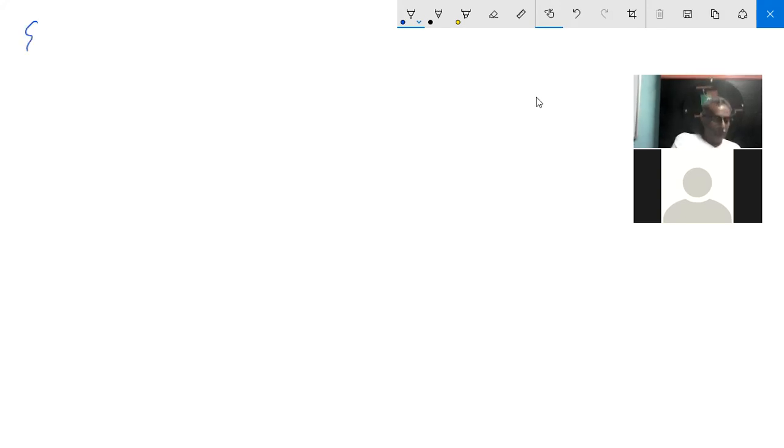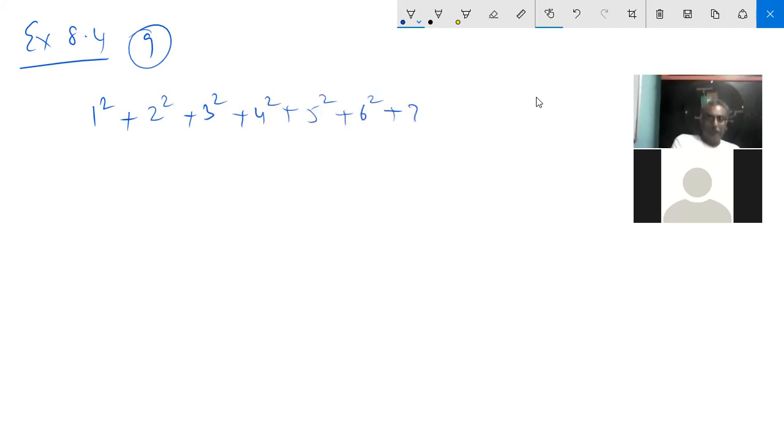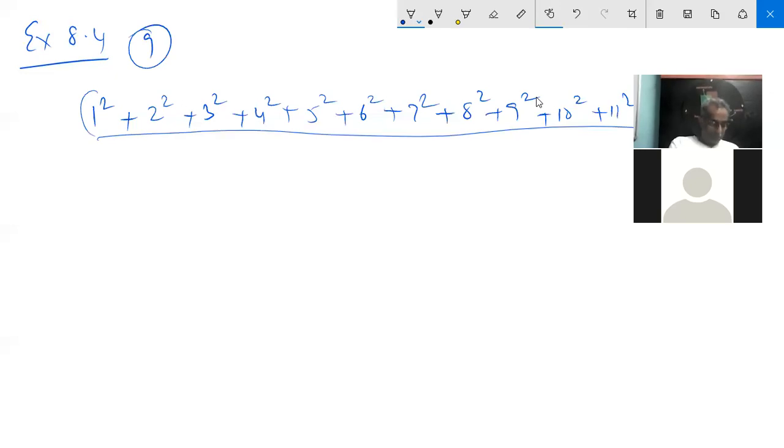Now, Exercise 8.4. I'm going to do 9 sum. Okay. First, the square of the first 11 natural numbers, mean. Square of the first 11 natural numbers would be mean. Okay, n is equal to 11. This is equal to how much?